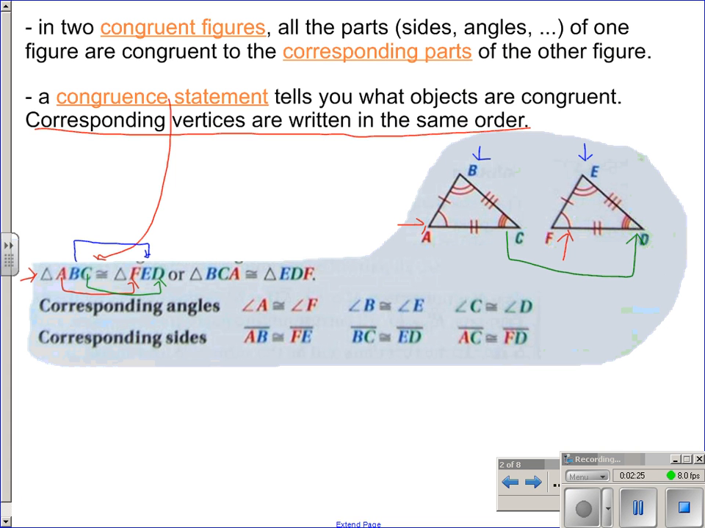And if you look at the sides also, side AB in green, it's got the single dash, it corresponds to side FE. AB were the first and second letters written, FE are the first and second letters written. So the order of these letters tells you what parts are corresponding. And we can go all the way around. If I wrote segment AC, first and last letter, that's going to be congruent to segment FD without even looking at the picture, just going in the order of the letters. First, then third, first, then third. So that's the idea of how these congruent statements work.